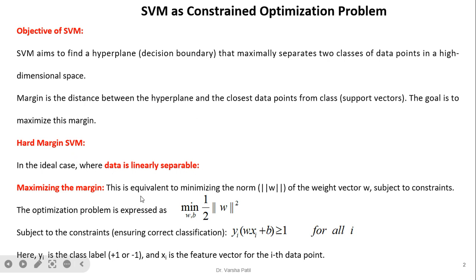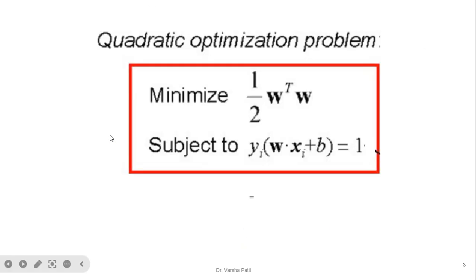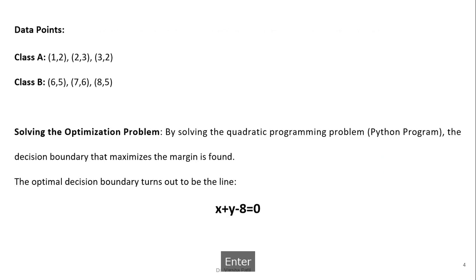SVM is a constrained optimization problem in which our objective function is to minimize 1 by 2 norm of W squared, where W is the weight vector, and the constraint is that all points should be classified correctly. So this is the quadratic optimization problem of SVM. Our objective is to minimize this, subject to the constraint that all our points should be classified correctly.